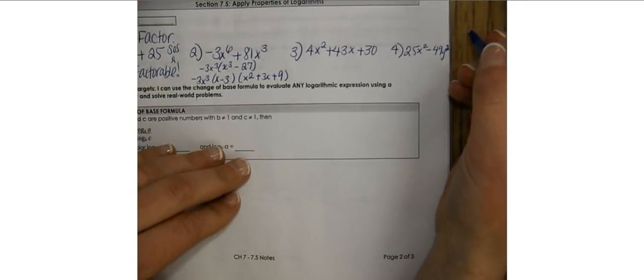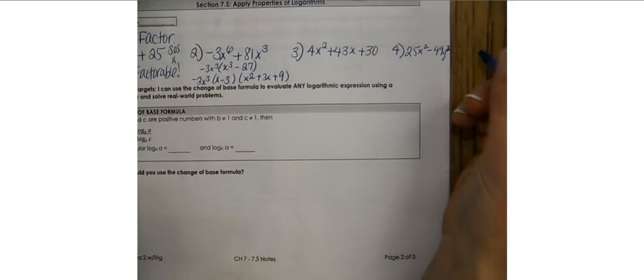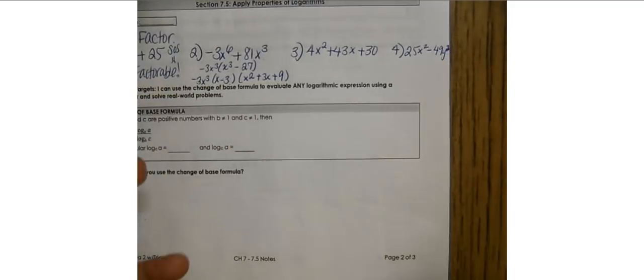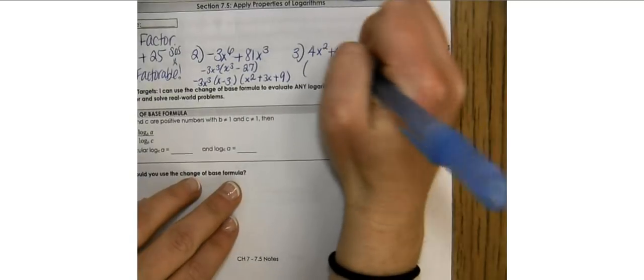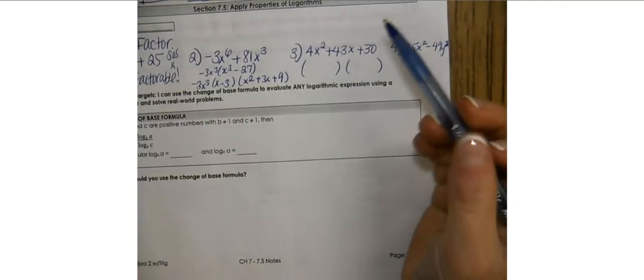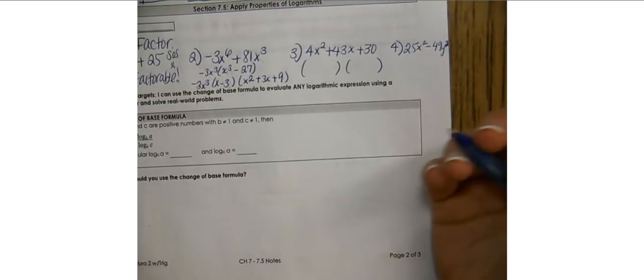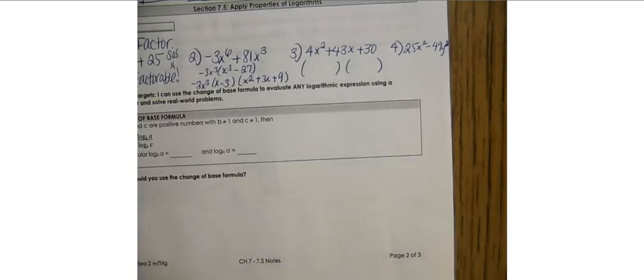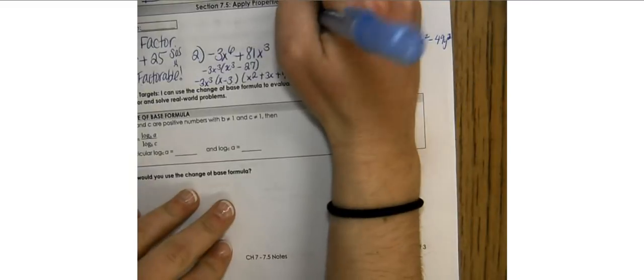For number 3, we have 4x squared plus 43x plus 30. When it comes to problems like these, I would recommend using guess and check. There's a lot of approaches that we could use. Whenever you think of the number 4, a lot of us always think of 2 and 2, but there's also 4 and 1. So I'm going to write on the top 2 and 2 and 4 and 1.